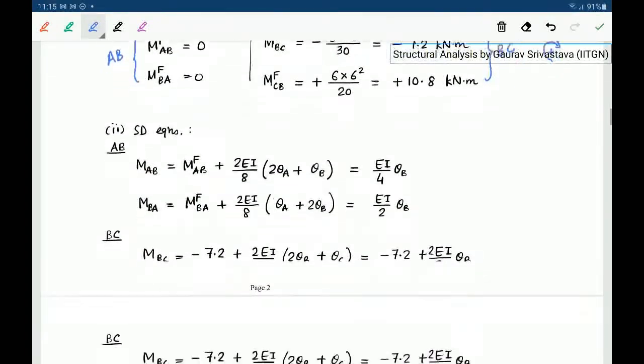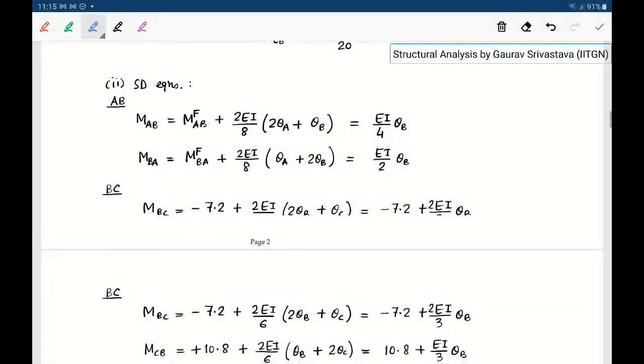Okay. So then we write the slope deflection equations. So for span AB, we write the slope deflection equations like this. And so for MAB and MBA we get, right? And in this case, since the end A is fixed, theta A is going to be 0. So in both the equations we put theta A equal to 0. And also there was no fixed end moment. So MFAB and MFBA was 0, right? So we set that equal to 0. So we get two equations like this.